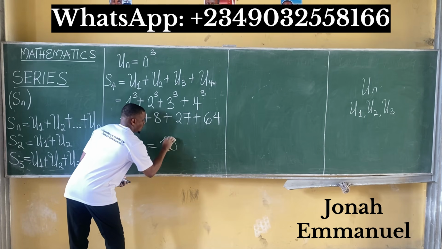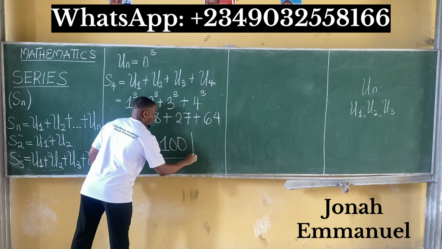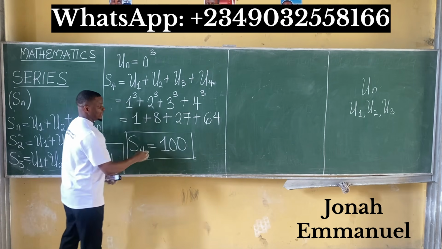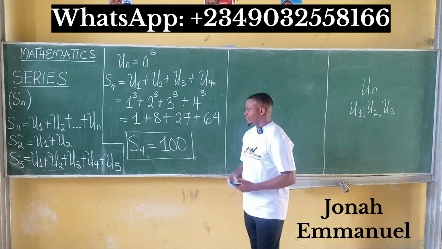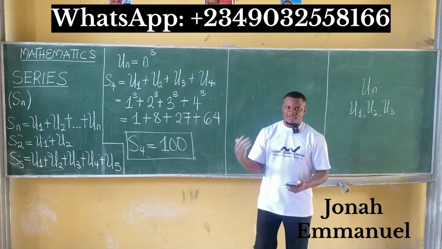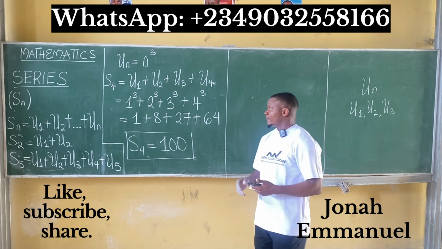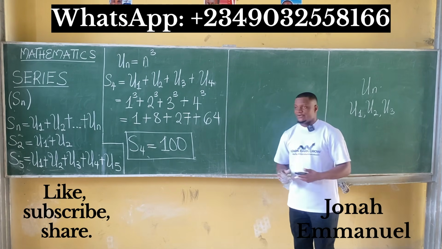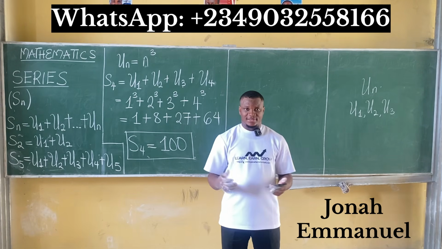So this gives you 100. All right, so the sum of the first 4 terms of the sequence gives you 100. So this is the concept of series. For series, you're only summing consecutive terms of a particular sequence, right? Next up, let's look at the concept of finite and infinite series.